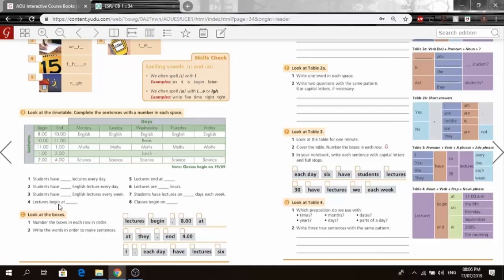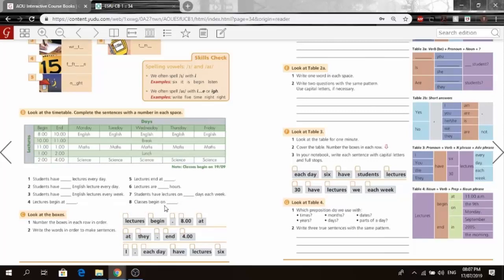Number 4, lectures begin at 8 o'clock. You can write it like this. You can write it 8 a.m. if you want, whatever you see fit, or whatever works for you, I guess. Okay. Number 5, lectures end at 4 o'clock. Same thing. Okay. 6, lectures are 2 hours. Okay, so lectures usually last 2 hours, so T-W-O. 7, students have lectures on dash days each week, so on 5 days each week, F-I-V-E.